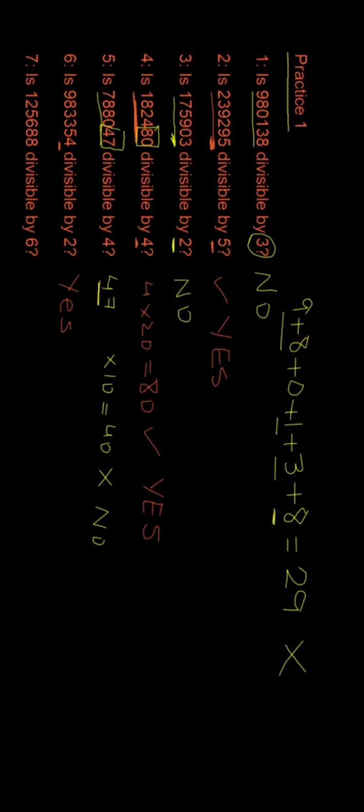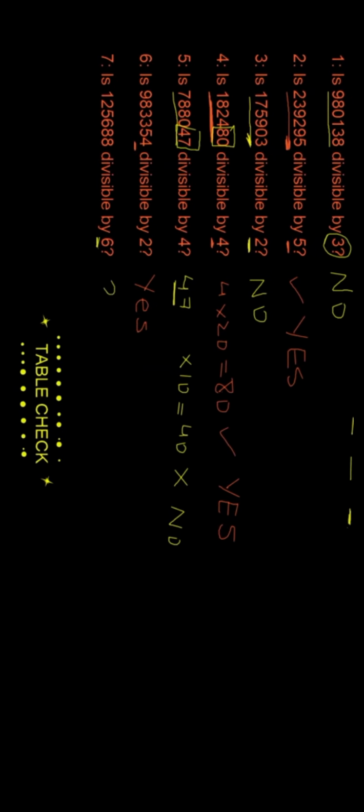Last, we're doing a divisibility check by 6. Remember what that was? A number has to be divisible by 2 and 3. So 2 and 3. Let's check that. The last digit's 8, which means yes, it is divisible by 2. How do we do the divisibility check for 3?